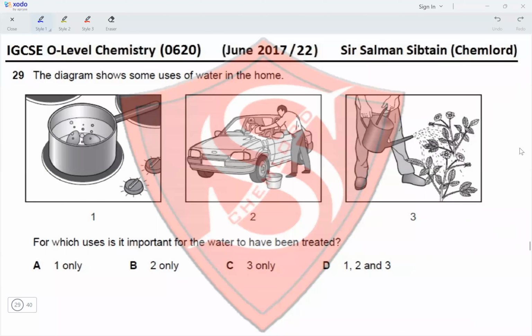Question 29. The diagram shows some uses of water in the home. So it is used for cooking, it is used for cleaning, it is used for watering plants. For which use is it important for water to have been treated? For cooking, because cleaning does not need water that is fit for drinking, neither does watering plants. But for cooking, yes, it needs to be treated, it needs to be made consumable by humans. So 1 is correct. 2 and 3 do not need drinkable or consumable water. Therefore, option A is the correct option for this question.